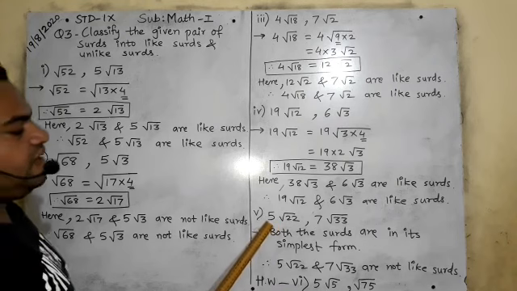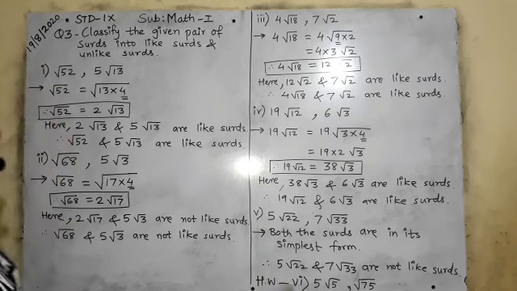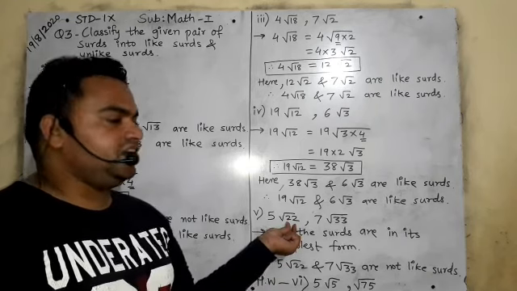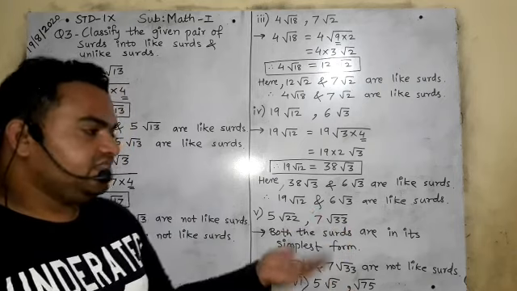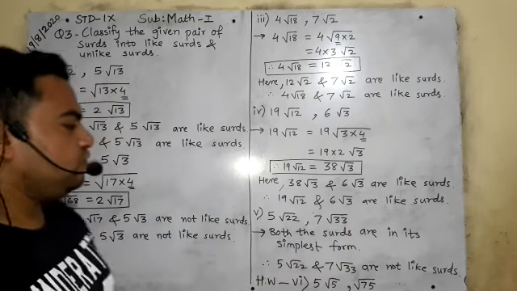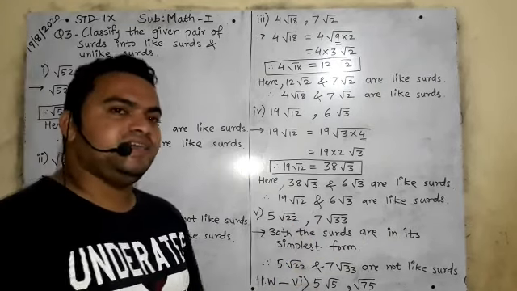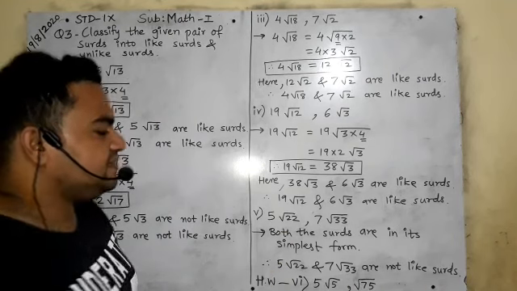Now here 5 multiplied by square root 22 and 7 multiplied by square root 33. I will simplify it: 11 twos are 22, and 11 threes are 33, which is irrational. So both the surds are in their simplest form. They cannot be simplified further. So therefore the given numbers are not like surds.